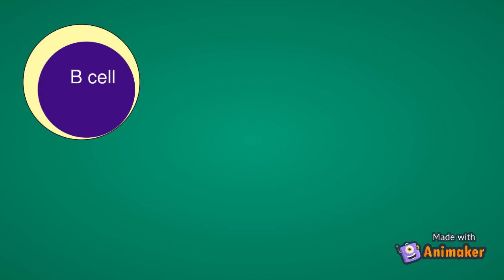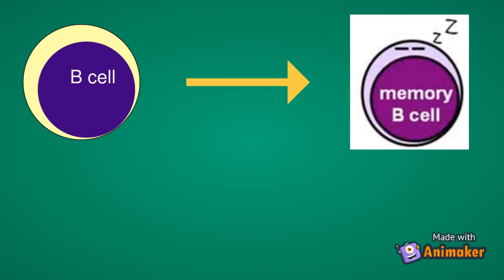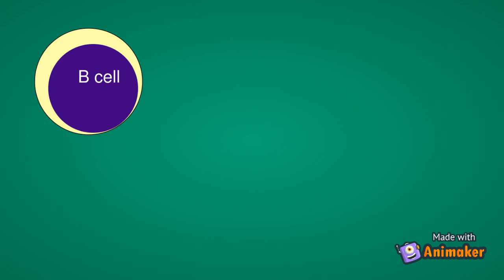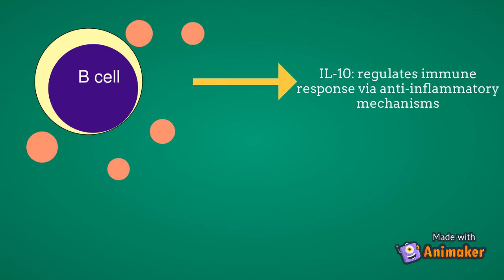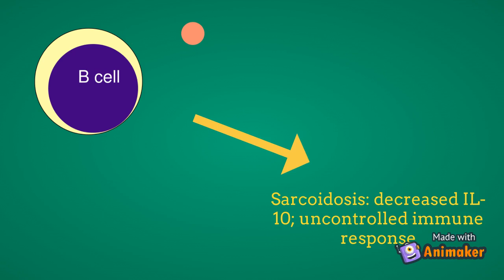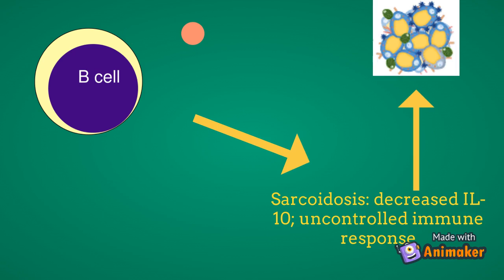B cells also have the ability to differentiate into memory B cells after activation, which reside in the lymph node and can be reactivated if infection occurs again. In sarcoidosis, patients are seen to have decreased levels of memory B cells. In normal immunity, B cells also are seen to secrete cytokine IL-10, which I mentioned earlier is responsible for regulating the immune response via anti-inflammatory mechanisms. In sarcoidosis, B cells secrete less IL-10, which contributes to an uncontrolled immune response and the development of fibrosis.